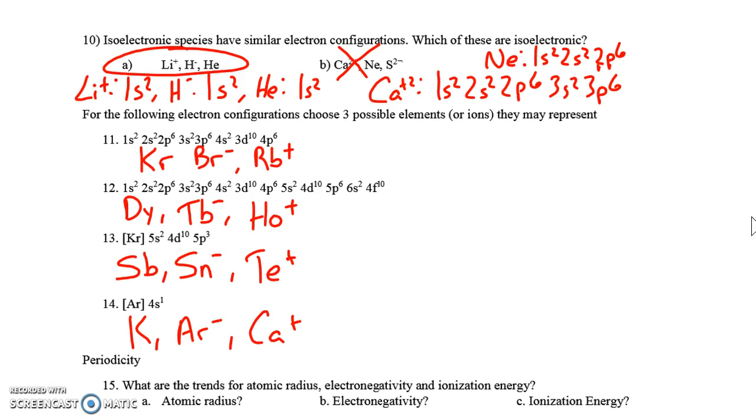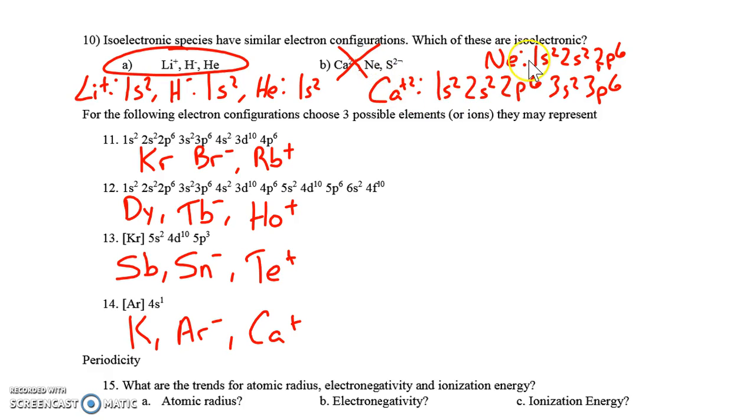All right, so down below, question number 10 talks about isoelectronic species having similar electron configurations. When we compare the electron configurations of these two ions to that of helium, we can see that they all get 1s2, because the lithium ion has 2 electrons, the hydrogen ion has 2 electrons, and the helium atom has 2 electrons.